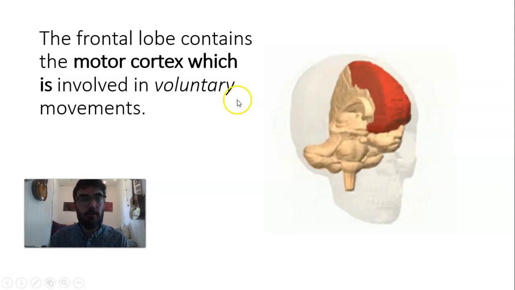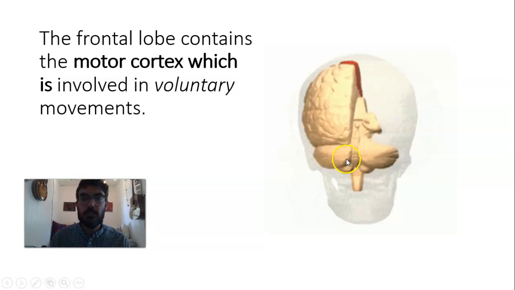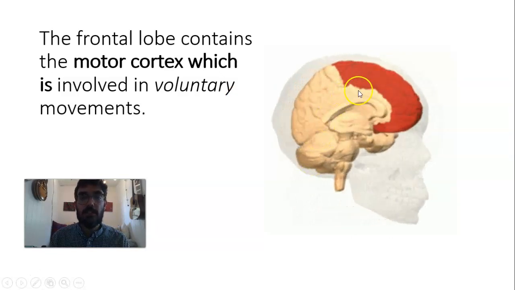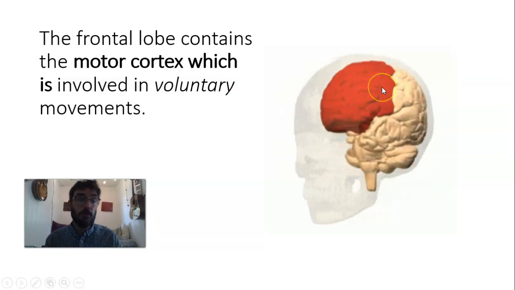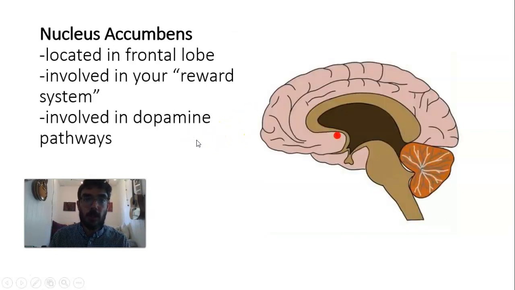Now, some of our balance and posture is also helped by our cerebellum back here, but the decision to make a particular movement or a different movement is all done with our frontal lobe. Also located in the frontal lobe, as you know from the homework from two weeks ago, is the nucleus accumbens, and this is right here, the little red dot. It's in the frontal lobe, down here in the bottom of the frontal lobe.